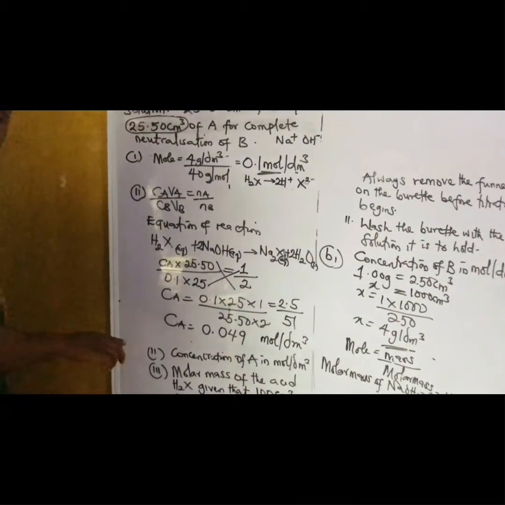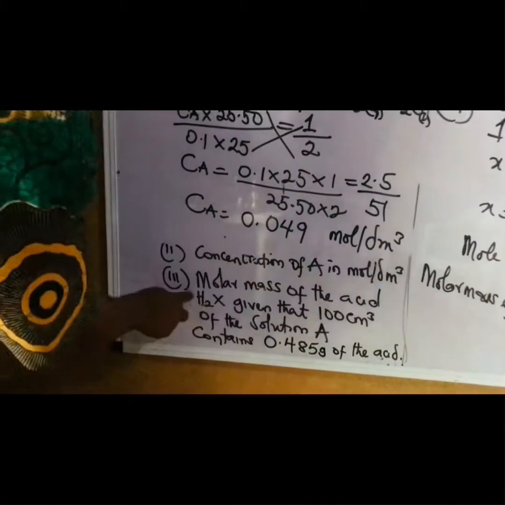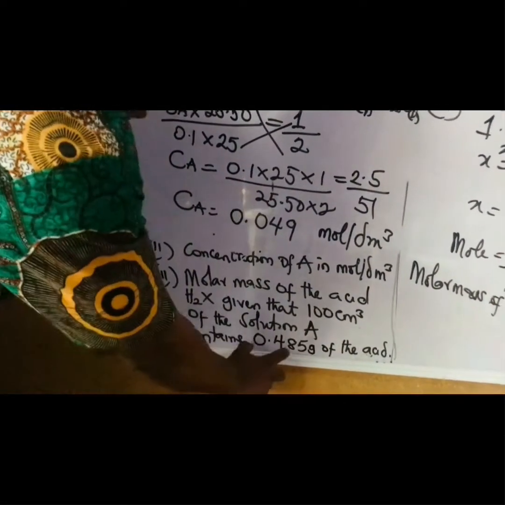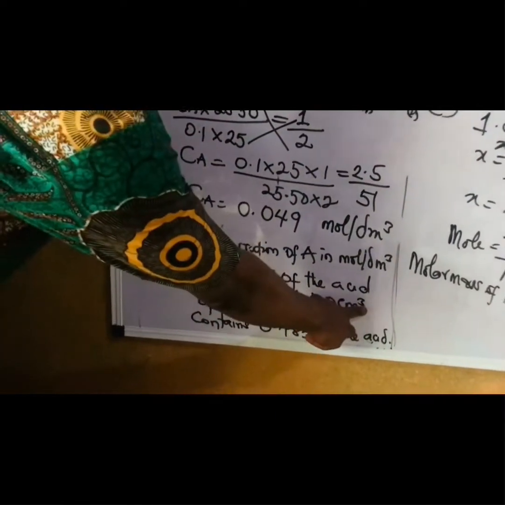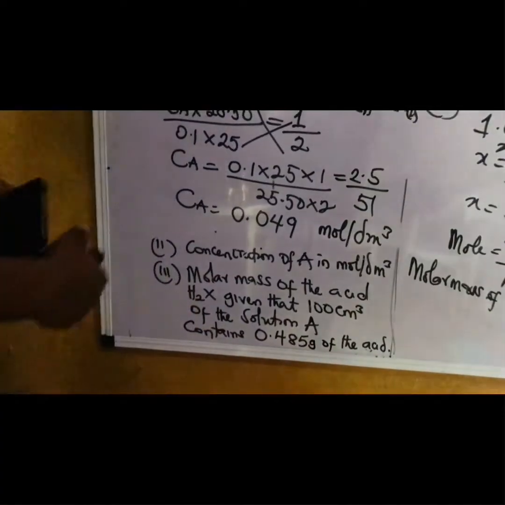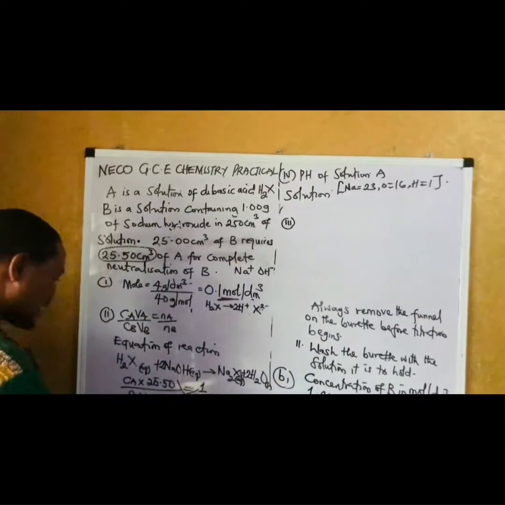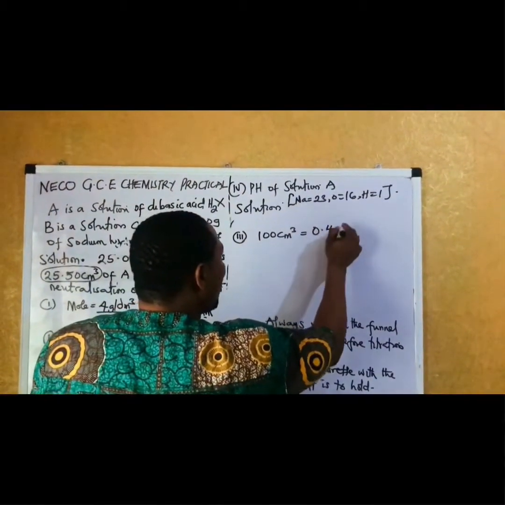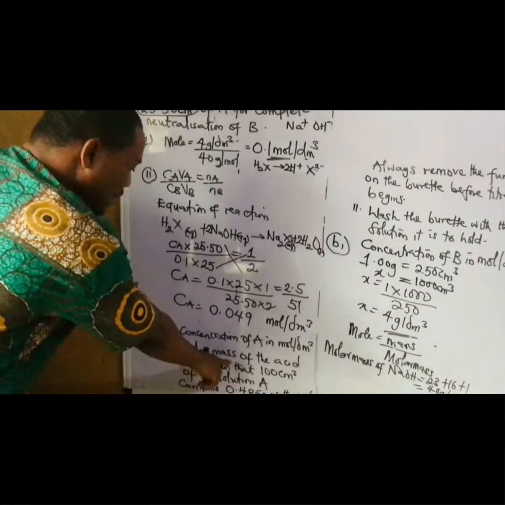Please take note of this place. Very tricky. Very, very tricky. Molar mass of the acid H2X, given that 100 centimeter cube of the solution A contains 0.485 gram of the acid. So this is what we need. 100 centimeter cube of the solution A contains 0.485 gram. And don't forget, what did they ask us to calculate? The molar mass. Can you see that?